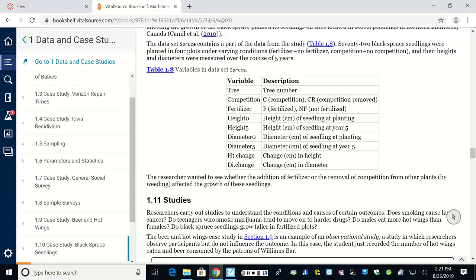And we'll come back on Wednesday and take up what hypothesis testing is. All right.